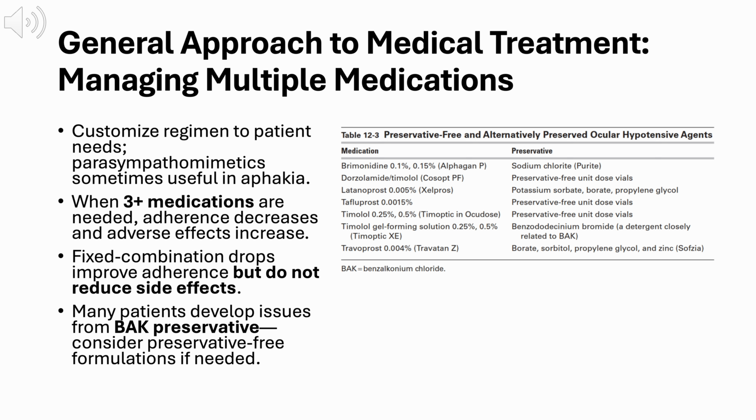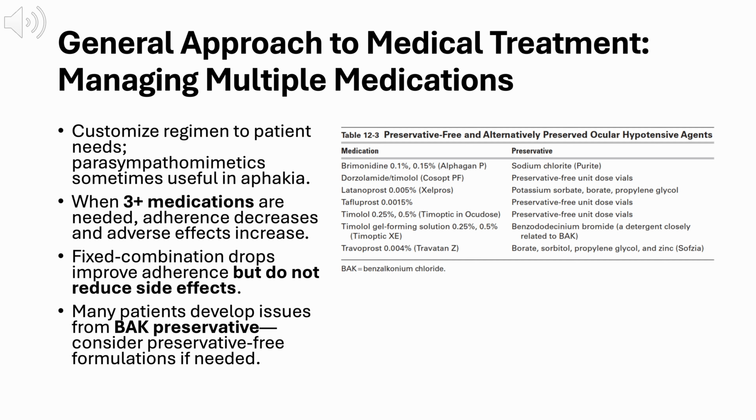A common and often overlooked issue is BAK toxicity, especially in those on chronic multi-drop therapy. BAK acts as a preservative, but can cause ocular surface irritation, dryness, and inflammation. When this becomes problematic, it's best to switch to preservative-free or alternatively preserved formulations, such as those using Purite, SofZia, or borate-based systems. The table on the right shows the difference between preservative-free and alternatively preserved ocular hypotensive agents. Ultimately, managing multiple agents is about striking a balance, maximizing efficacy while minimizing burden on both the ocular surface and the patient's daily routine.